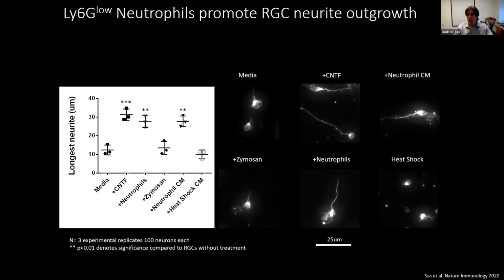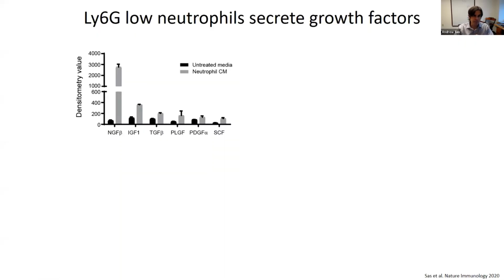We also took the media and heat shocked it to 100 degrees Celsius and then looked at that effect. We found that the conditioned media, in the absence of the neutrophils, was able to stimulate the amount of RGC neurite outgrowth similar to the neutrophils themselves. And if you heat shock the media, you abrogate that effect.